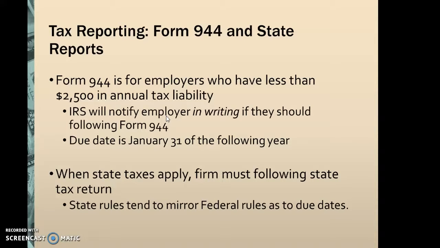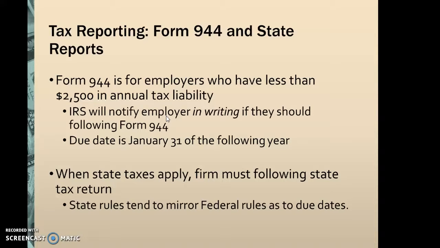Form 944, which is in your book on page 162. This is the employer's annual federal tax return for those who have less than $2,500 in annual tax liability. Okay, it's due by January 31st of the following year. Now, when state taxes apply, the firm must follow state tax returns. Okay, and this is on pages 162 and 163 in your book.